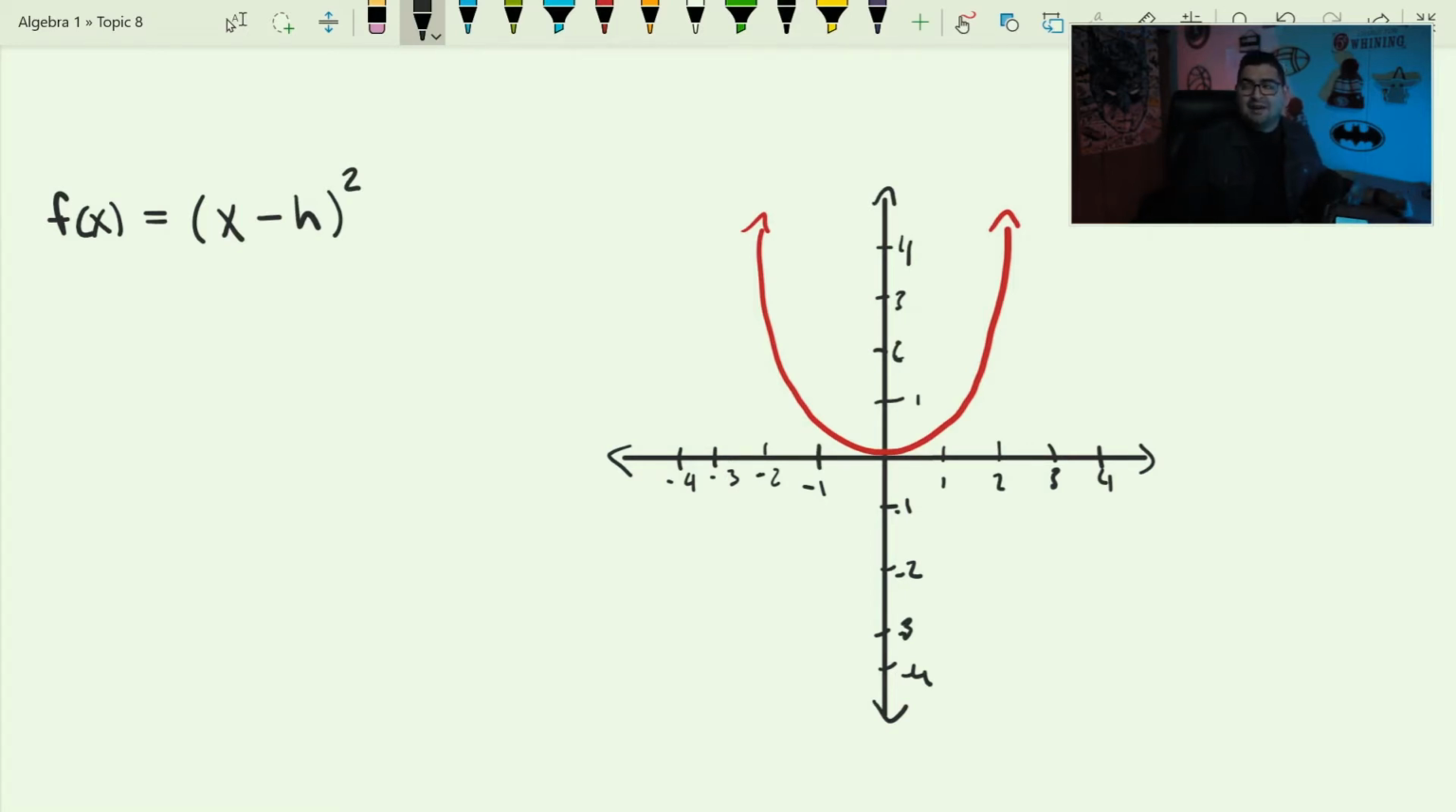Now, one thing to be careful about is, let's say I have something like this. This number is either going to decide if my parabola was shifted to the right or to the left. And let's say I have something like this, x minus, I don't know, we'll choose 3.